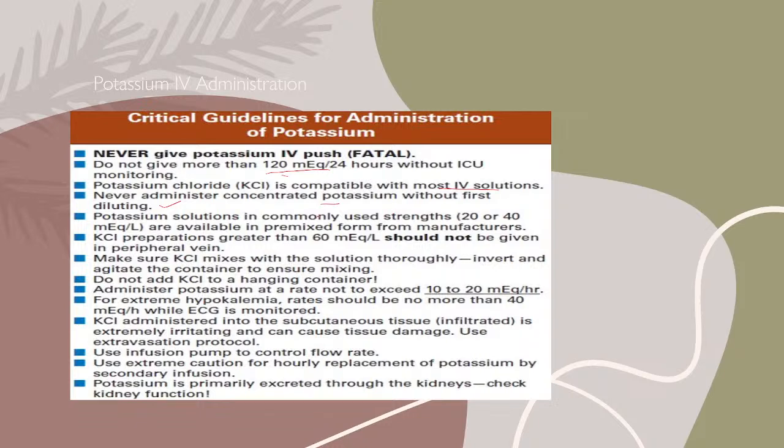The commonly used strength of potassium solutions is 20 to 40 milliequivalents, available in premixed form from manufacturers. Preparations greater than 60 milliequivalents should not be given in a peripheral vein because of the risk of developing phlebitis. Usually, if we are giving more than 60 milliequivalents, we would not give it in a peripheral vein. Central venous access would always be used.